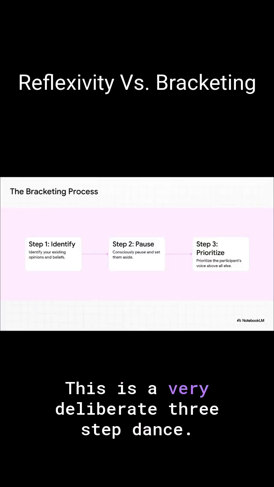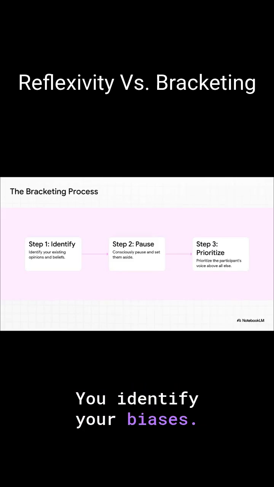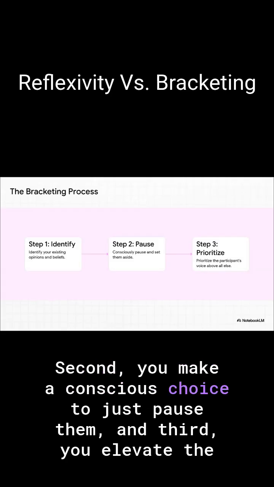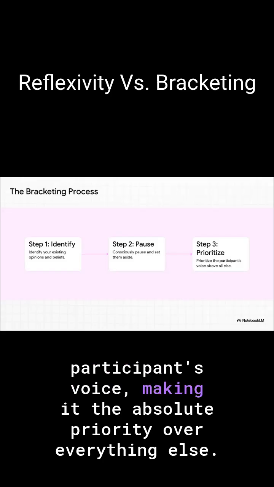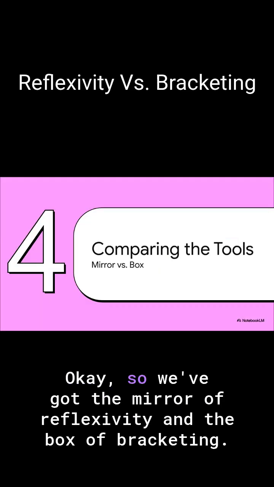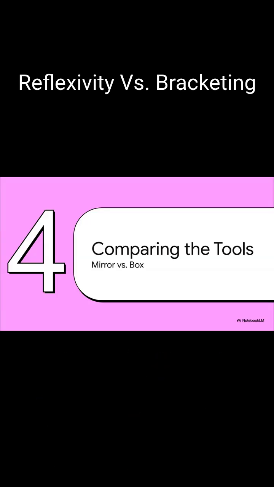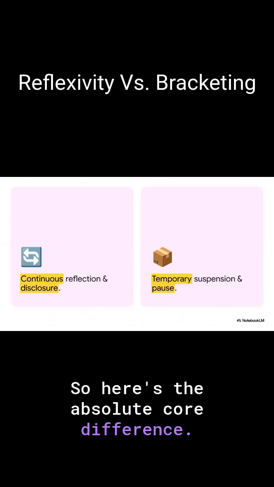And this is a very deliberate three-step dance. First, you have to know what's in the suitcase, right? You identify your biases. Second, you make a conscious choice to just pause them. And third, you elevate the participant's voice, making it the absolute priority over everything else. It really is an act of intentional listening. Okay, so we've got the mirror of reflexivity and the box of bracketing. Now let's put them right next to each other to really get a sharp picture of how they work and how they differ.